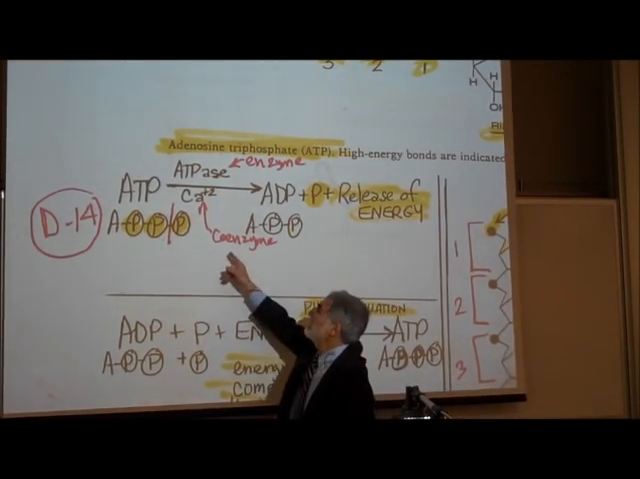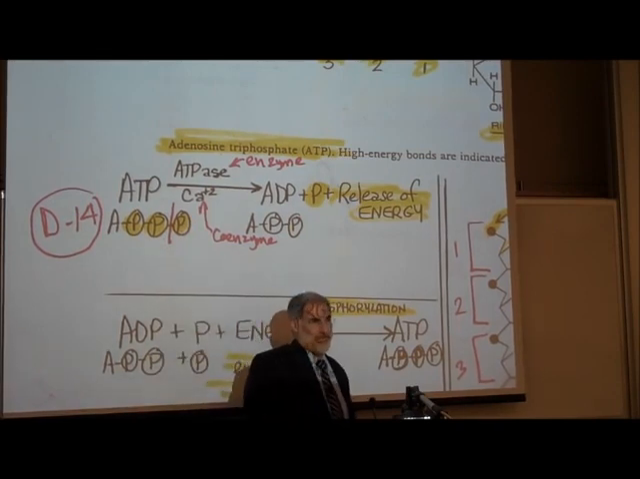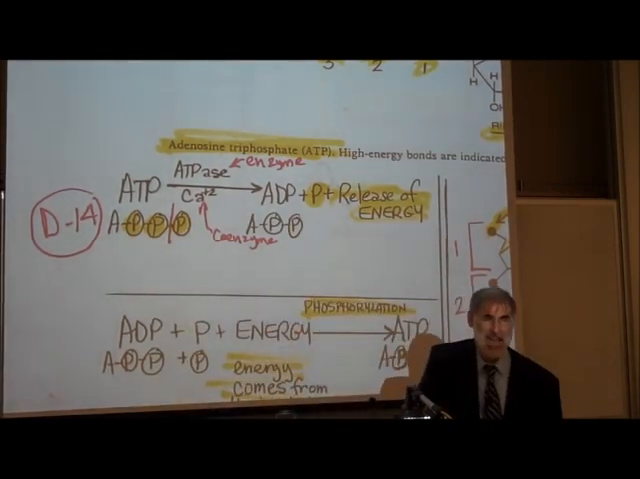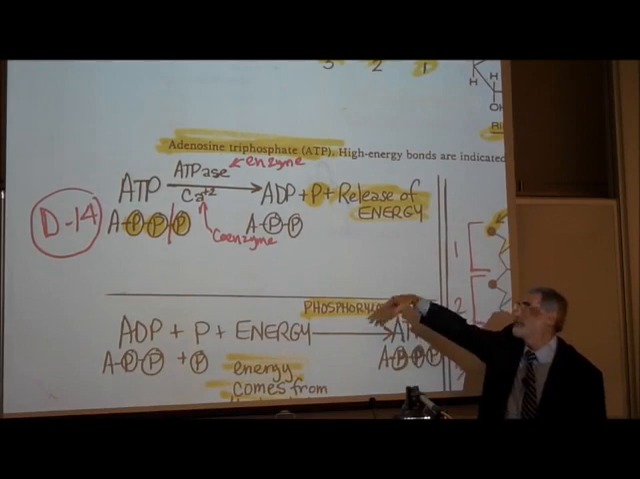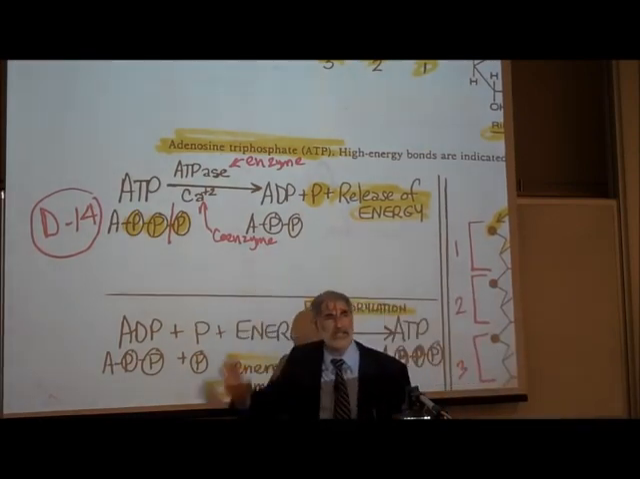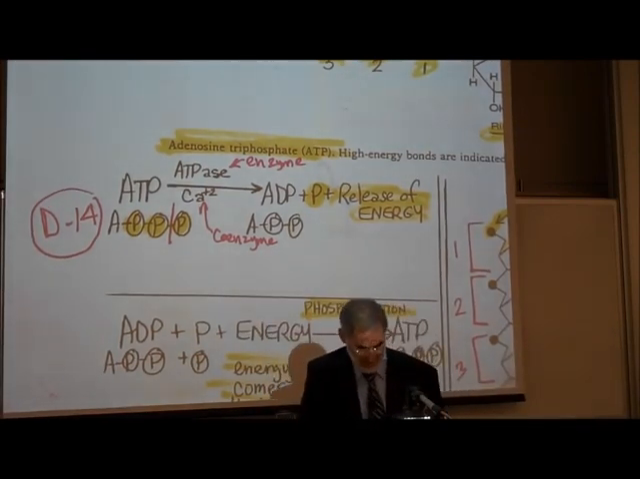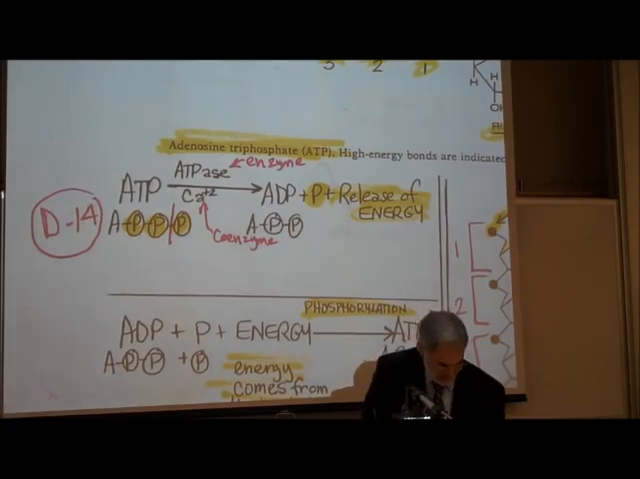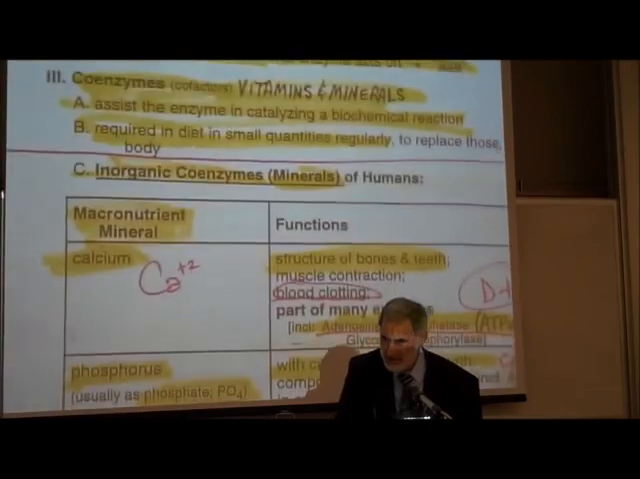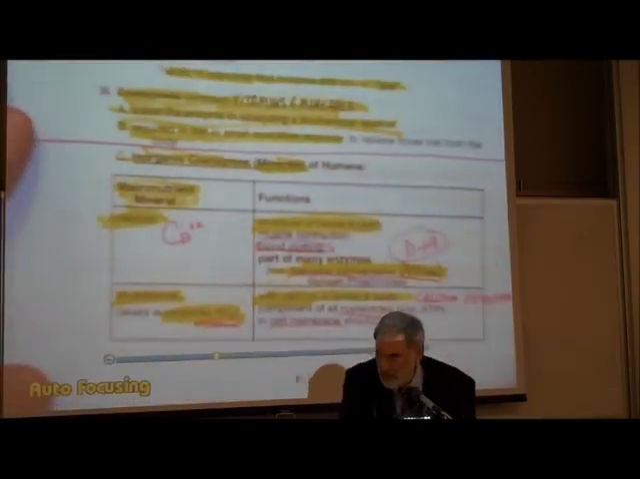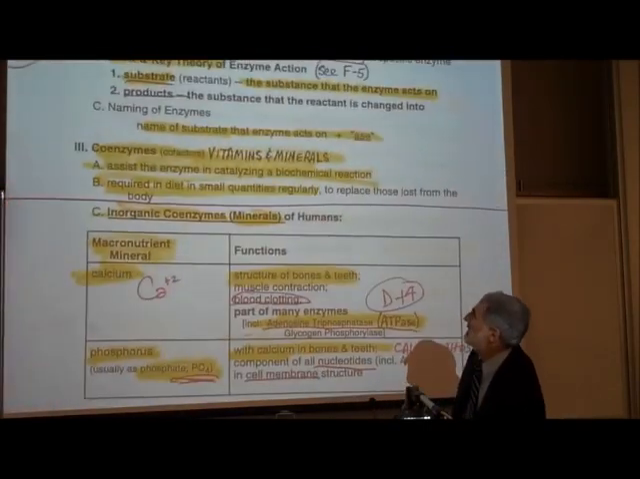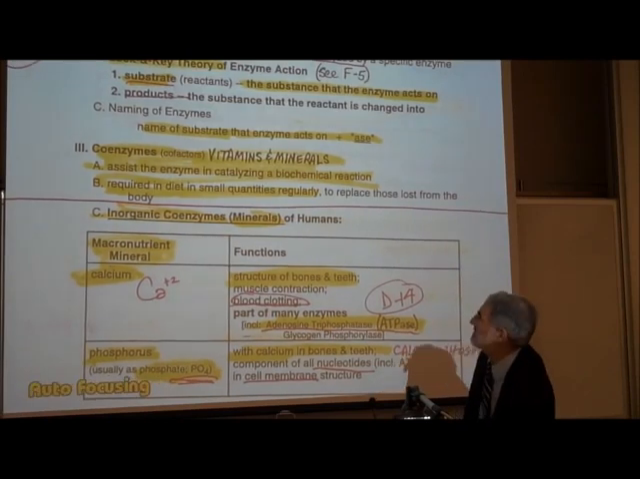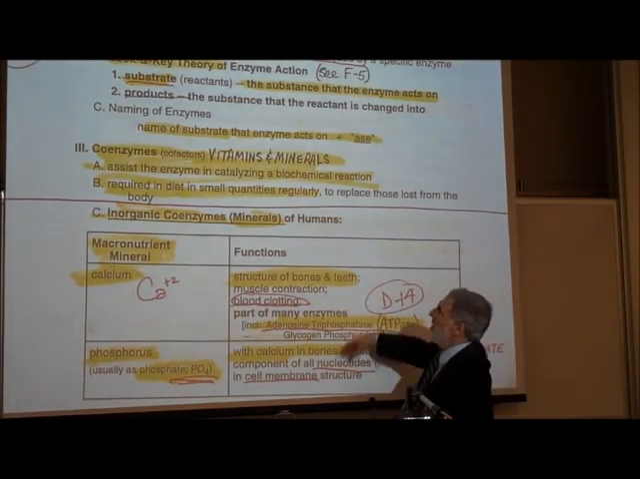And then we said you needed a coenzyme or a helper for this called calcium. Calcium is a coenzyme. It helps the enzyme catalyze this chemical reaction. And ATP is really, really important. So finally, back on F1, what is the difference between a vitamin and a mineral? If they're coenzymes, what's the difference?